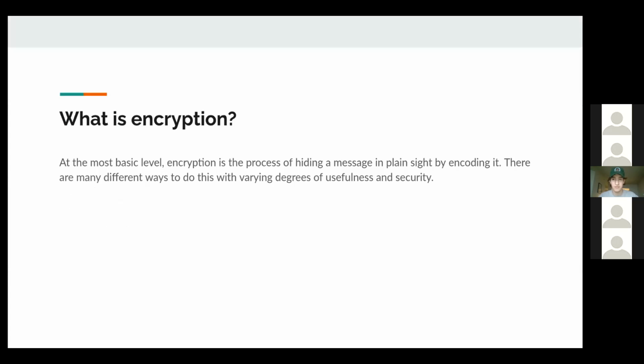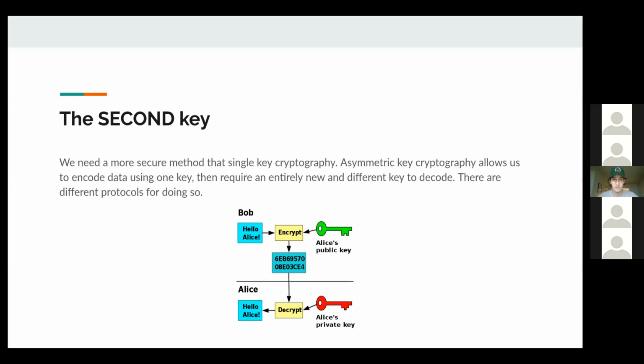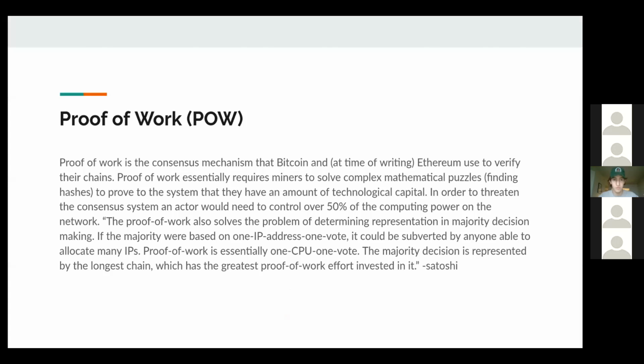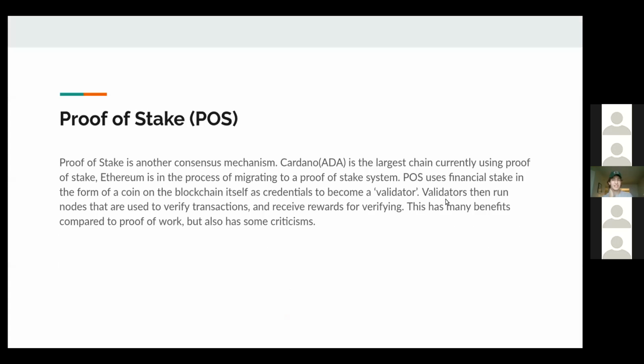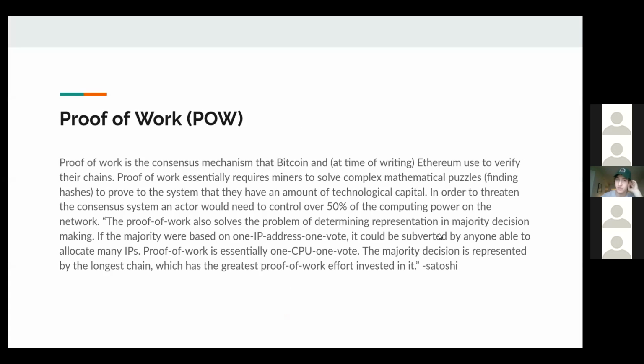Yeah. Can you just quickly compare the pros and cons between proof of work and proof of stake? I think that stuff is really interesting. Yeah, that's definitely a really good thing to talk about. And it's interesting because Ethereum is in the process of migrating between the two.